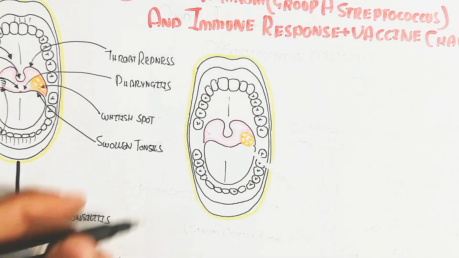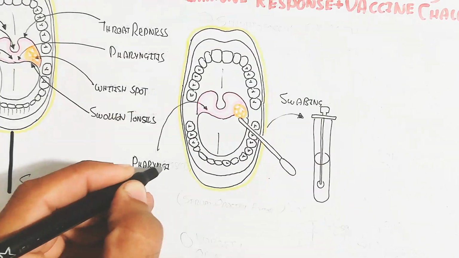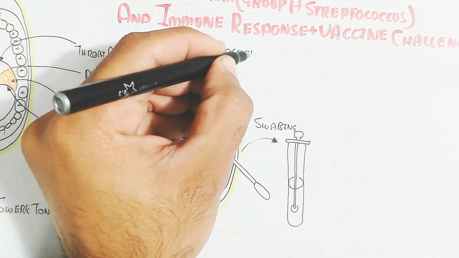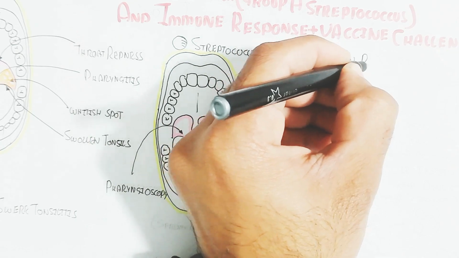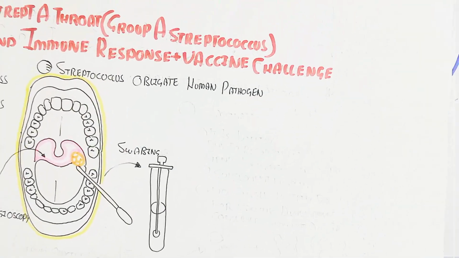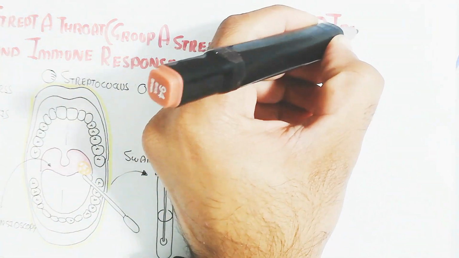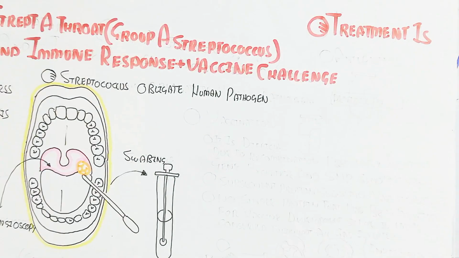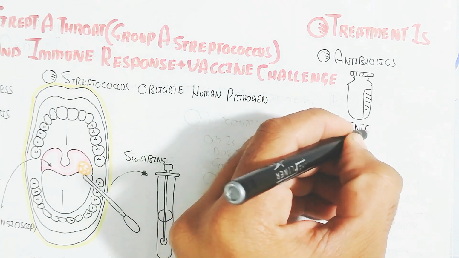This is the diagram I am drawing again for understanding. For diagnosis, swabbing is used for checking, and under the microscope we can identify it, but it is difficult in the early stage of infection. Streptococcus is an obligate human pathogen, remember. Treatment at the current time is antibiotics, like penicillin.